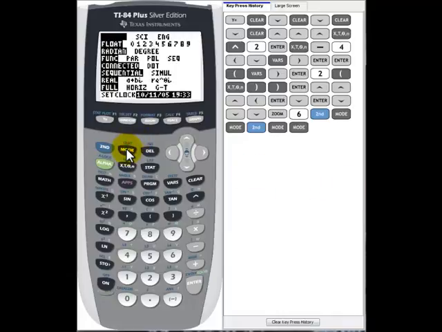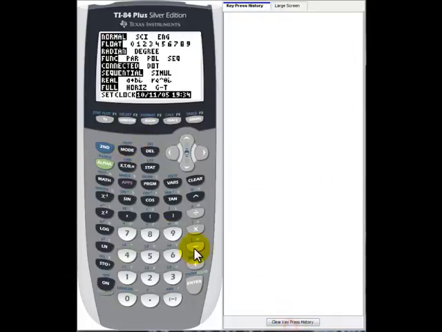First, we need to hit the mode button and notice that in the 7th line down we have a field called real, which tells us right now we're in real numbers mode, so we need to change that to complex mode, or the a plus bi format, which will allow us to represent complex numbers.